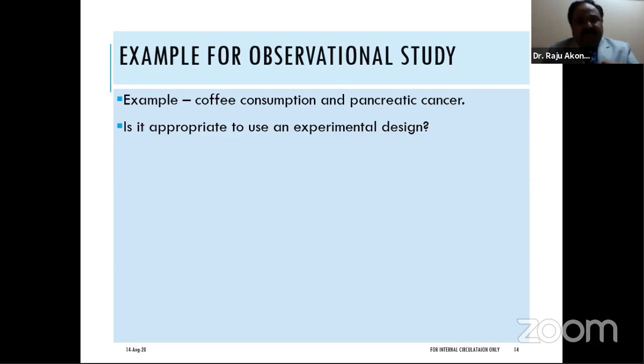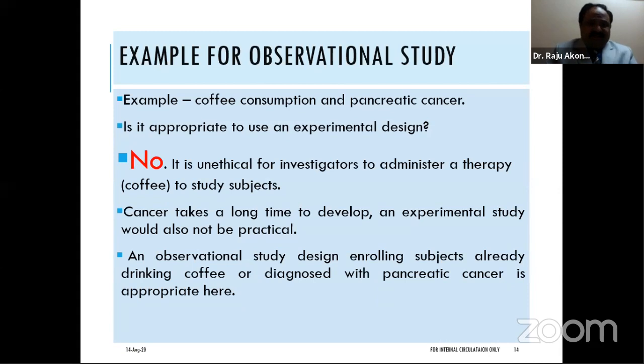But the same aim you can use for conducting a study as an observational study. So it is unethical as an experimental study, so you cannot proceed. It is unethical because the investigators are administering a therapy to the study subjects. That means you are telling people who are not currently taking any coffee to take more cups of coffee. That is really dangerous for their health.